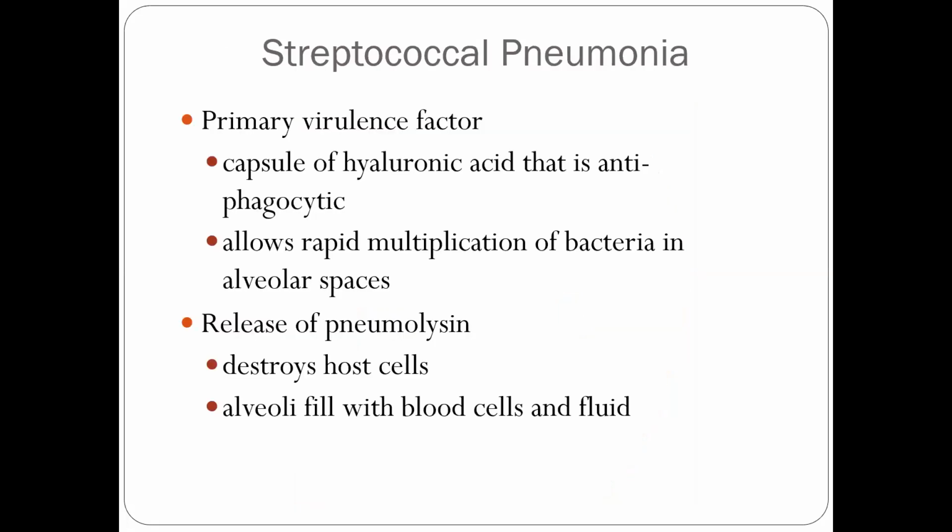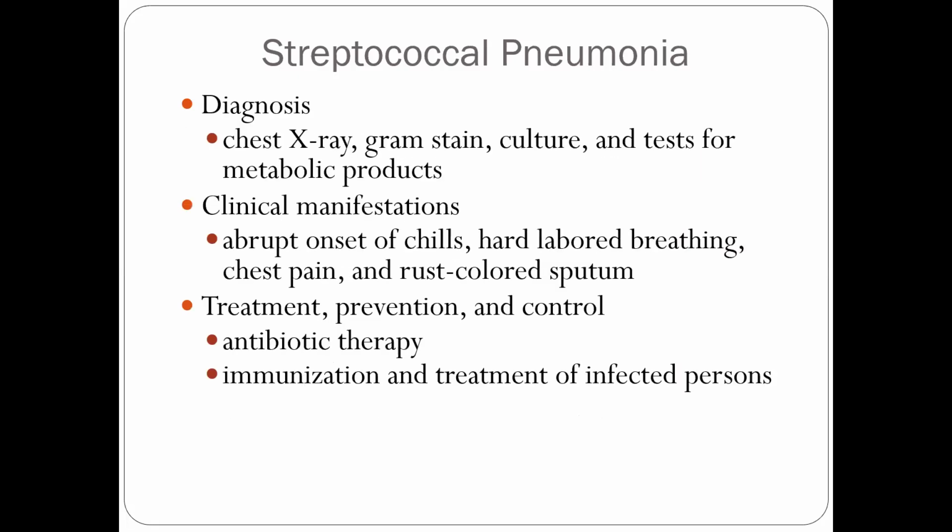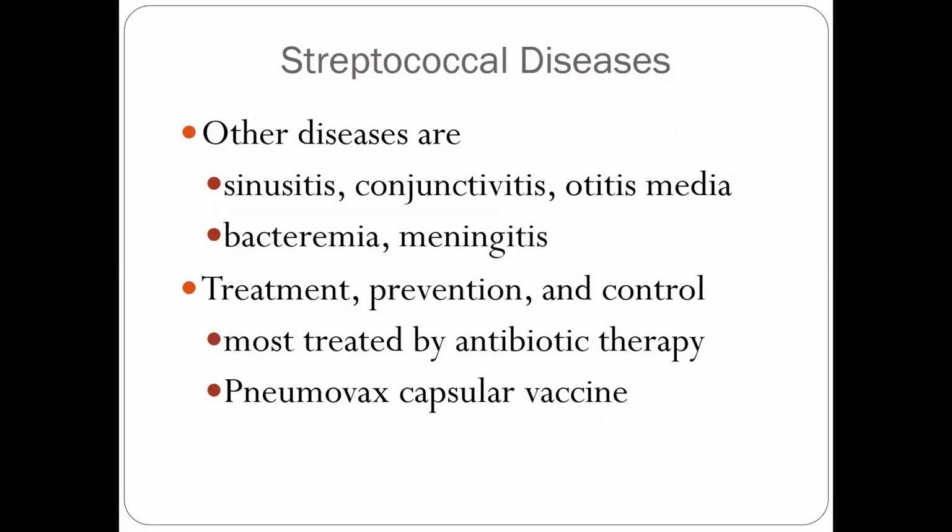Now, with Streptococcus pneumoniae, usually what happens is it will rapidly multiply in the alveolar space, destroy host cells, and fill the space with blood cells and fluid. So of course, you have a fever and a cough. Now, how do we diagnose? We use X-rays, you do the gram stain, you get the sample. And you do the antibiotic therapy, and you do immunization, the treatment for the infected person. Okay, so that's very important.